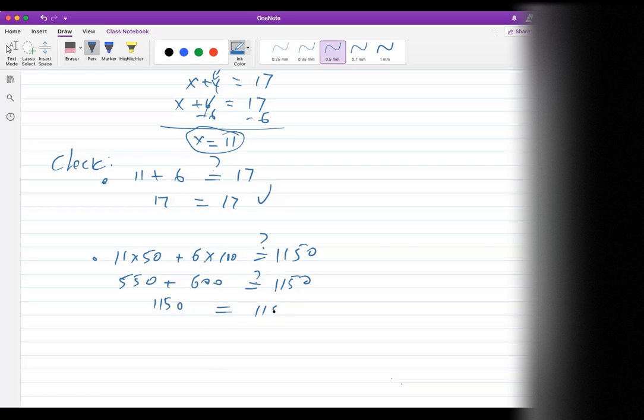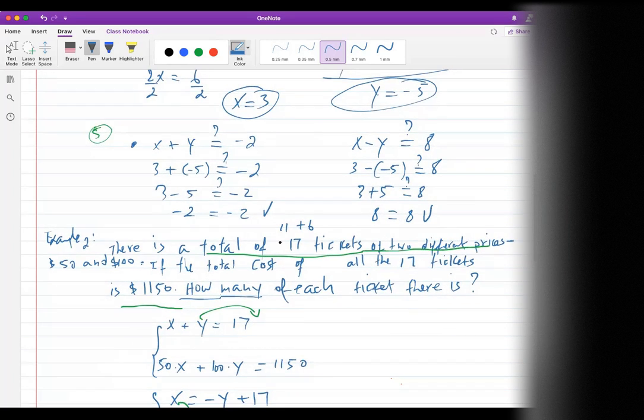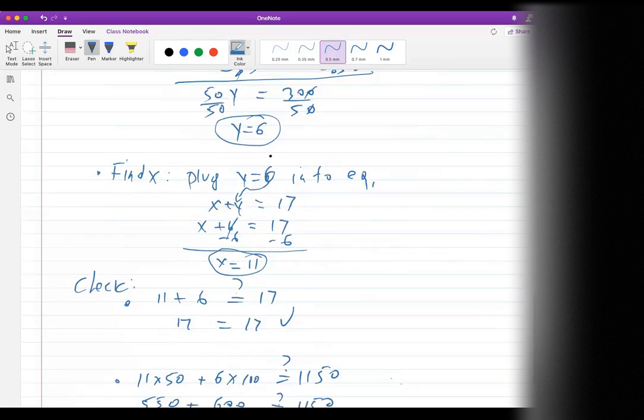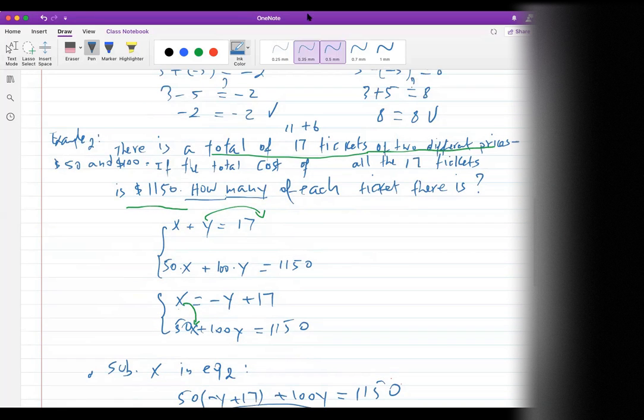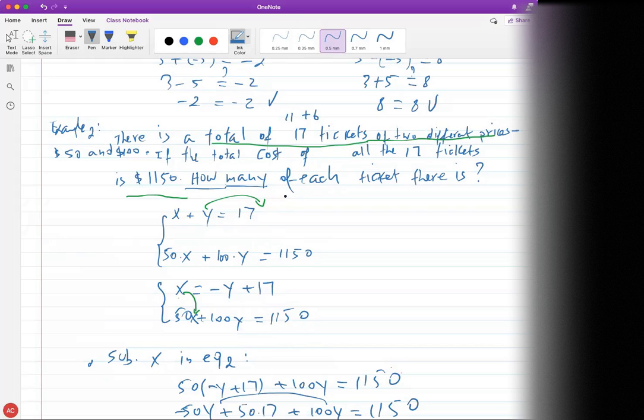And 1150. And that works. So check the first part, second part of the problem, and that works. Okay, and that's how you use mathematics to solve word problems or real world problems. They're not always written in equations.